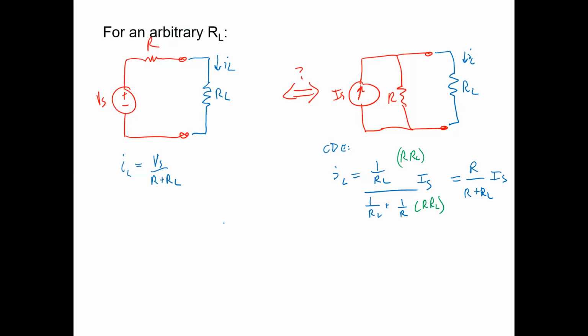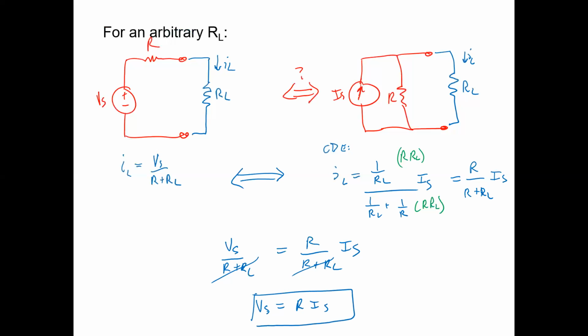Which will equate, these will be equivalent because we can make them equivalent if we want Vs over R plus RL to equal R over R plus RL times IS. And these will be equivalent if we multiply both sides by R plus RL, if Vs equals R times IS. Once again, that's the requirement for them to be equivalent.